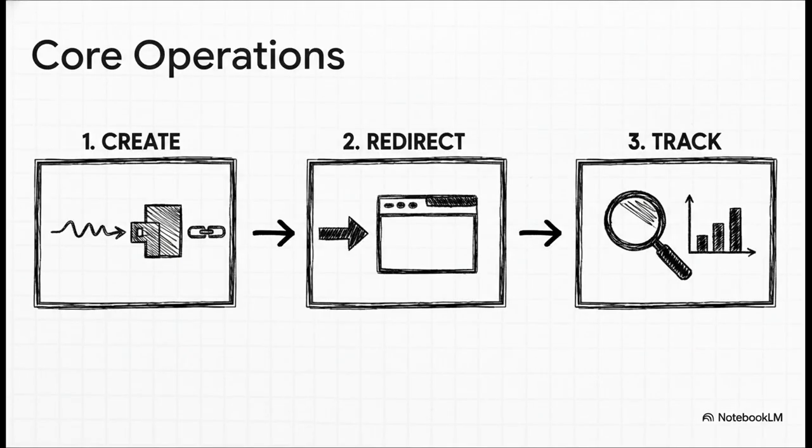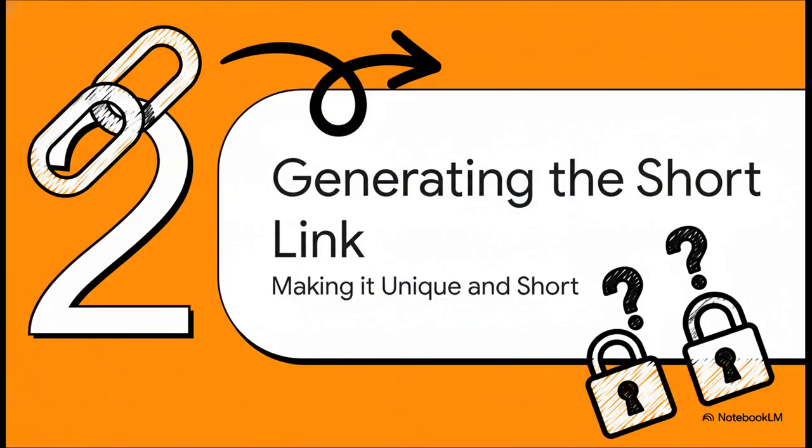If you boil it all down, the entire system really just does three main jobs. First, it's got to create that short link when you give it a long one. Second, and this is the big one, it needs to redirect people from that short link back to the long one. And finally, there's a third, super important operation. It has to track usage so we can get all that juicy data on how many times our links are getting clicked.